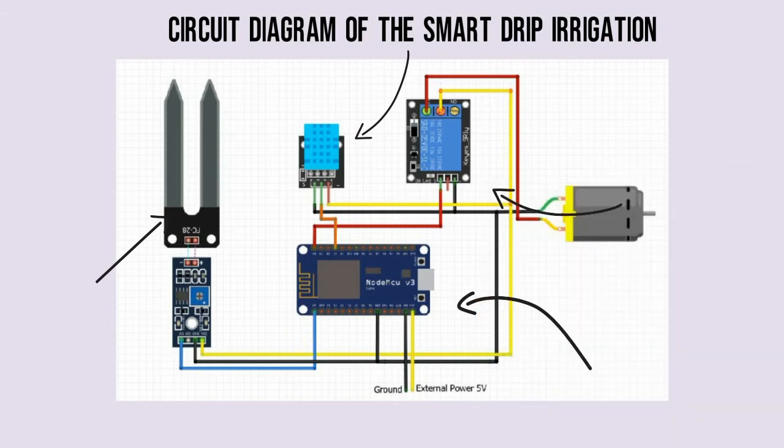The water pump is connected to the relay since the NodeMCU is not capable of giving an output voltage greater than 3.3V from its GPIO. The relay module drives the 5V motor pump to pump the water for the soil. The soil moisture sensor and DHT11 are powered from an external 5V power supply.